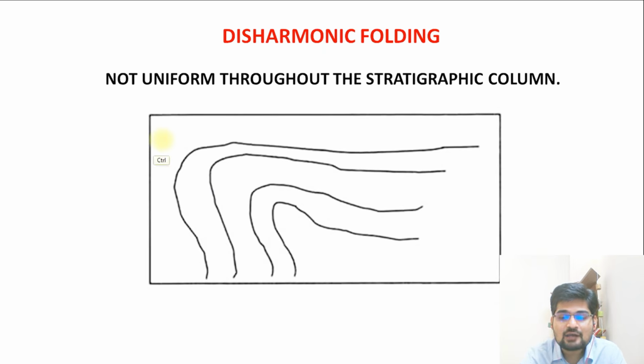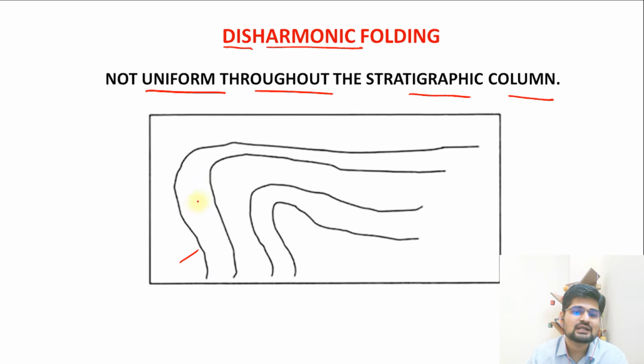Then disharmonic folding. Now the word is disharmonic. It means it is haphazard. It is not in harmony. So it is non-uniform throughout the stratigraphic column. Remember, it does not have any uniformity as we see. So this is what we call disharmonic folding.